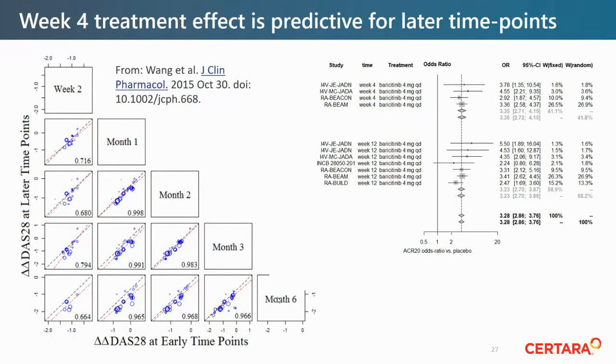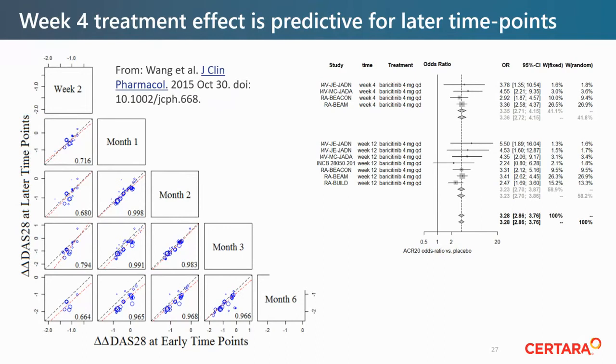I'm not going to talk in much detail on this, but we could have actually looked earlier. There's a very close correlation between the response at 1 month or 4 weeks relative to later time points, both for a DAS score, continuous outcome in this particular indication, as well as the ACR20 odds ratio relative to placebo, shown here for week 4 and week 12 for baricitinib. So we could probably have achieved the decision point based on a shorter study.